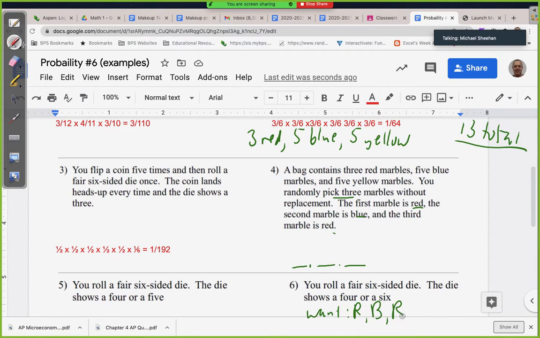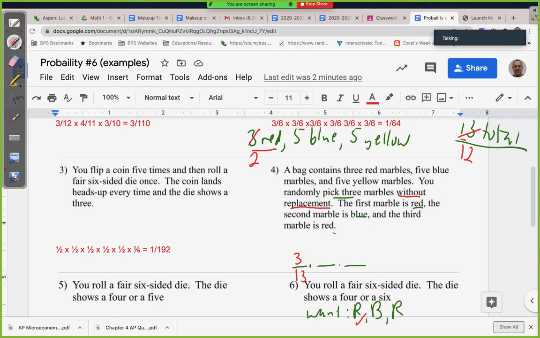So I start off with 3 red marbles out of 13 total marbles. So I start off with a 3 out of 13 chance of getting a red. And now I have to pay attention. Am I putting the marble back or am I keeping it out? Without replacement, I'm not putting it back. So if I got the red one I was looking for the first time, now there's only 2 red marbles left out of 12 total marbles.